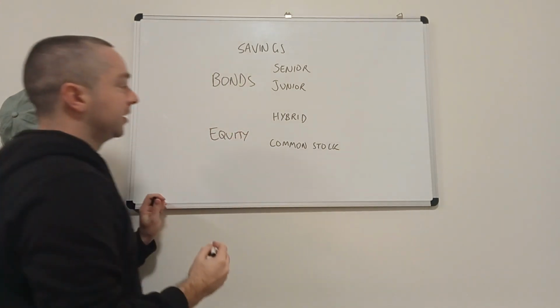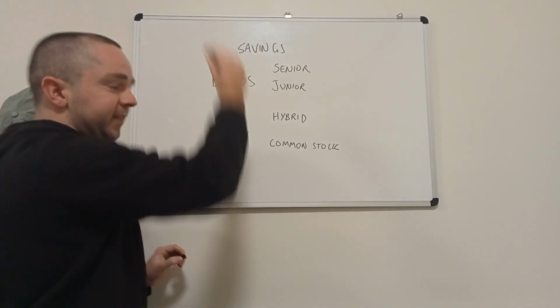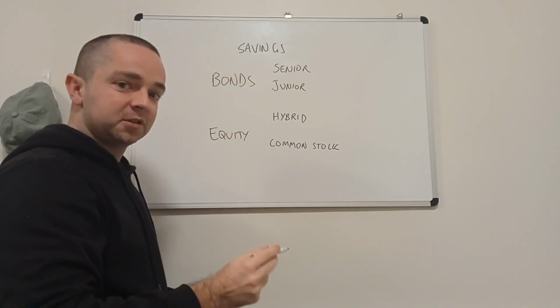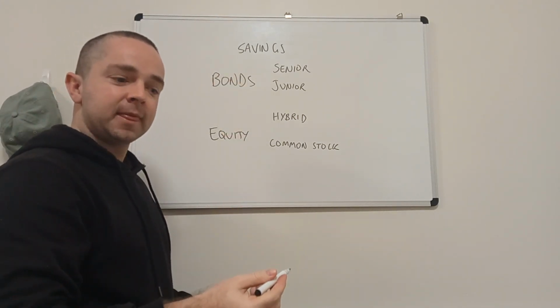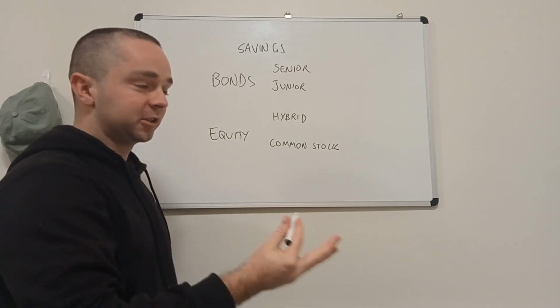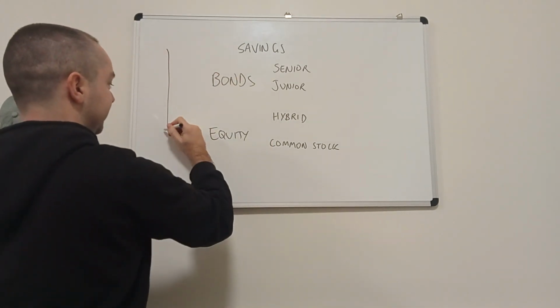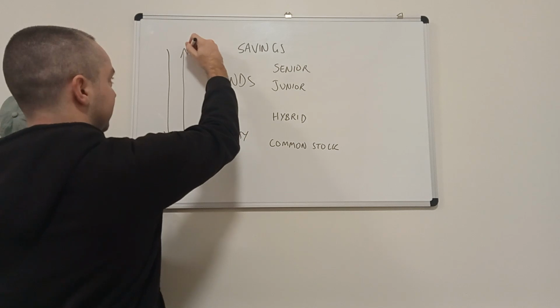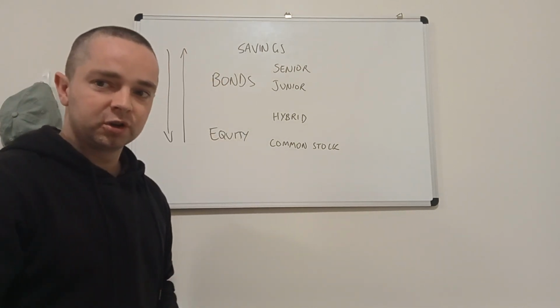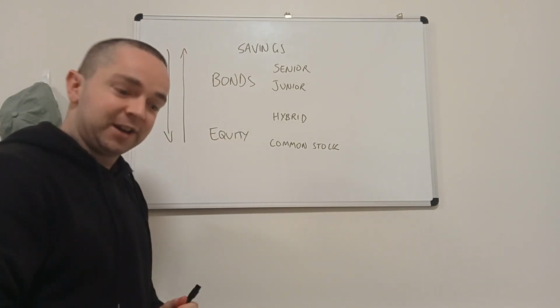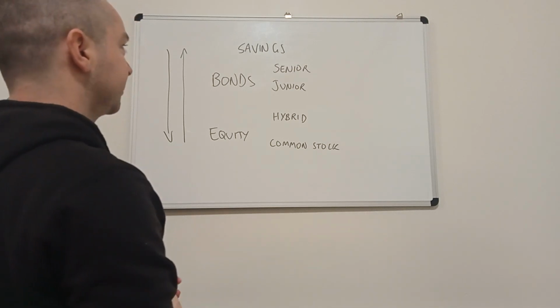And we looked at how, as you go down this list, the cost of finance to the bank gets bigger, but the return to the investor also gets bigger. So as you go down the list, you get an increasing risk and return ratio for these investments.